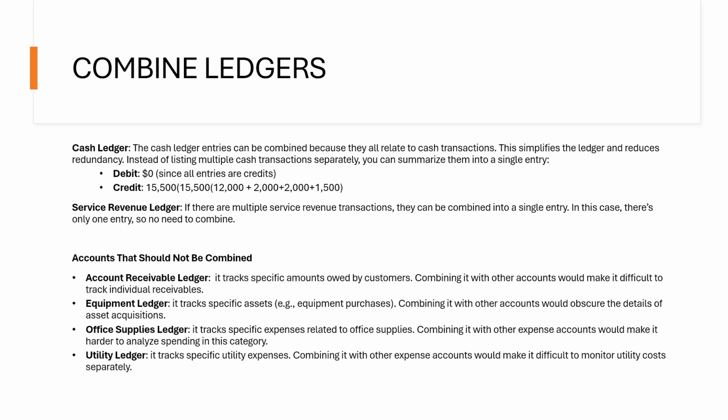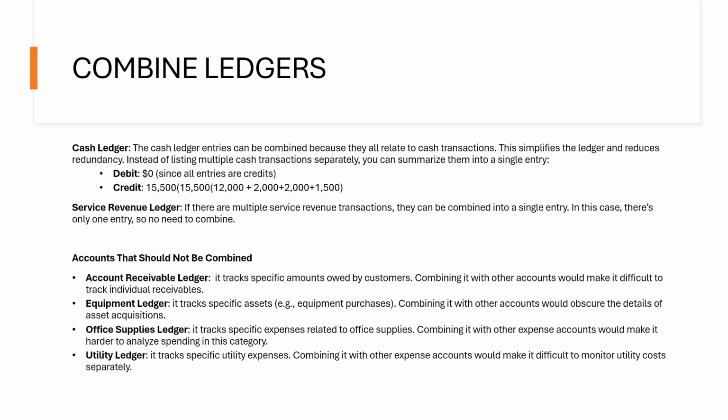Since all cash transactions involve the same account, they can be combined into a single summary entry instead of listing them separately. This reduces redundancy and simplifies the ledger. Service revenue ledger: if multiple revenue transactions occur, they also can be combined and summarized into a single entry. However, in the example we looked at earlier, only one entry exists, so there's no need for consolidation.